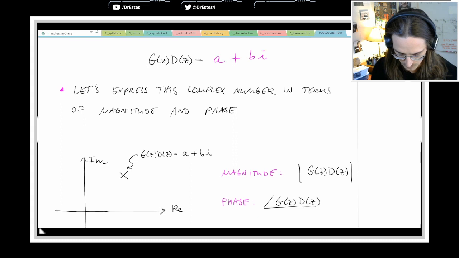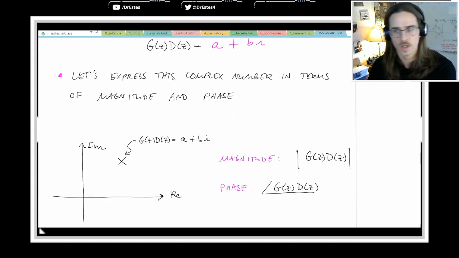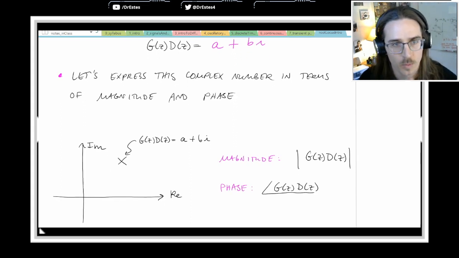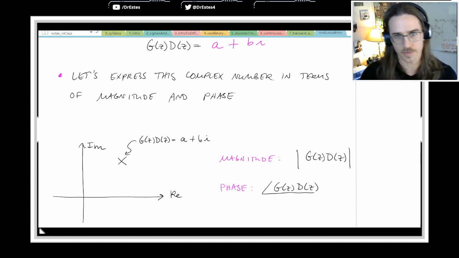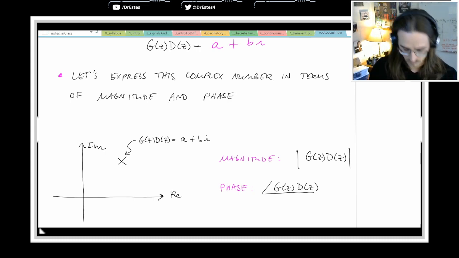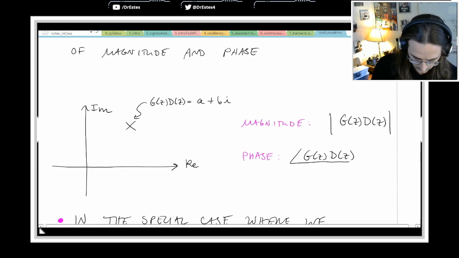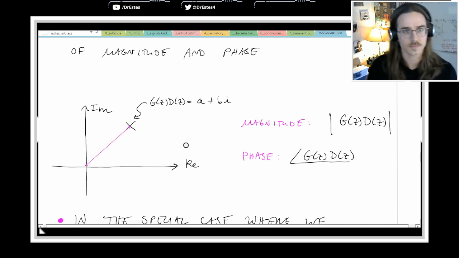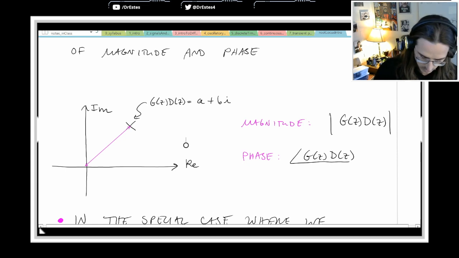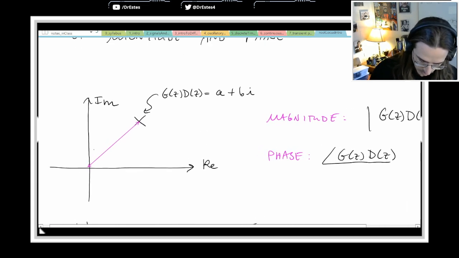Okay, so we throw this in the complex plane. What is the magnitude? The magnitude is the distance from the origin. So let's draw that in there. This distance is the magnitude, which we indicate just by these double straight bars.